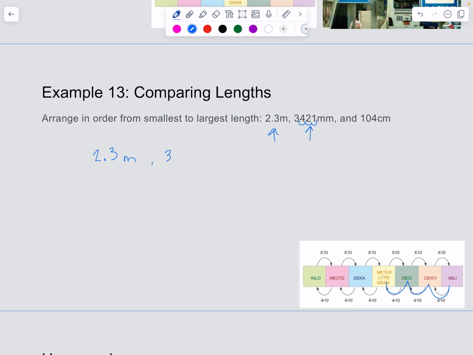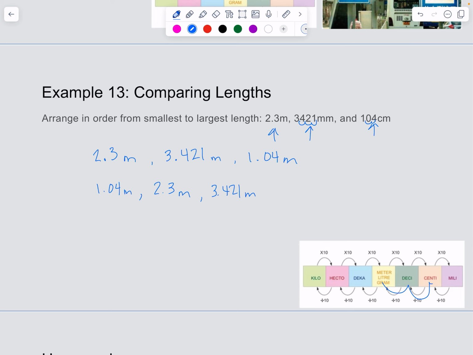So we have 3.421 meters. Now let's do this one. 104 centimeters. And to meters, centimeters to meters. 1, 2. 1, 2. 1.04 meters. Now they're all in the same unit, meters, and we can easily put them in order. So smallest to largest, it says. So we go 1.04 meters, then we'll do 2.3 meters, and then we'll do 3.421 meters.